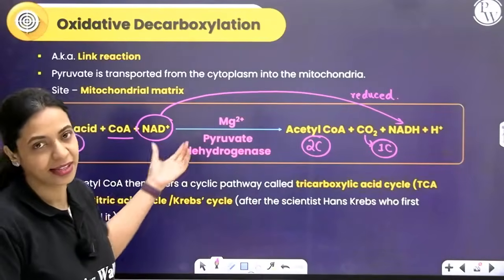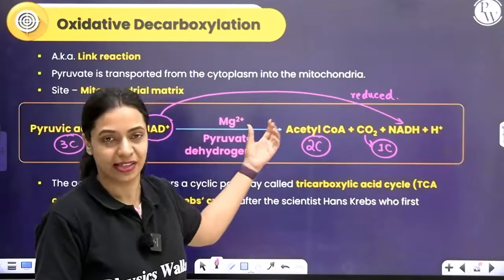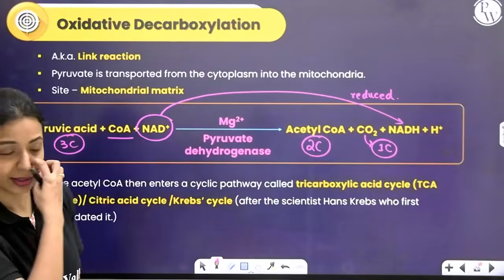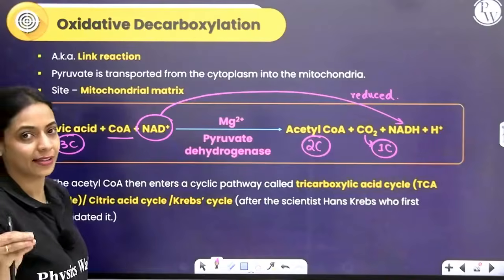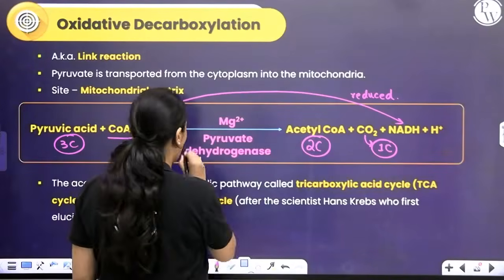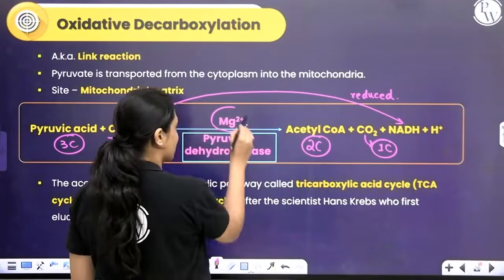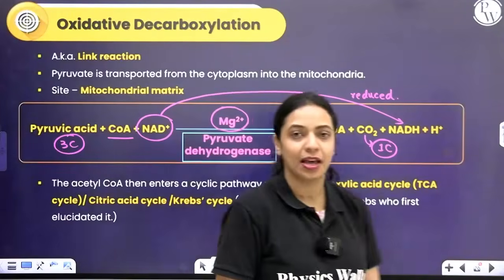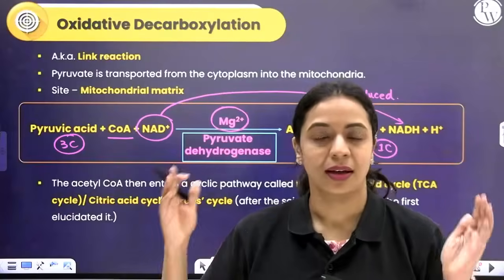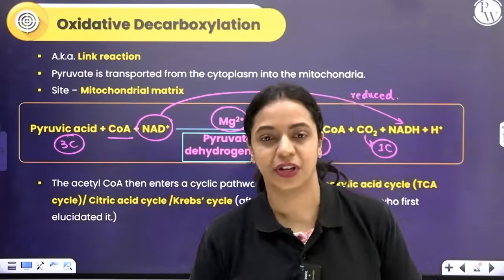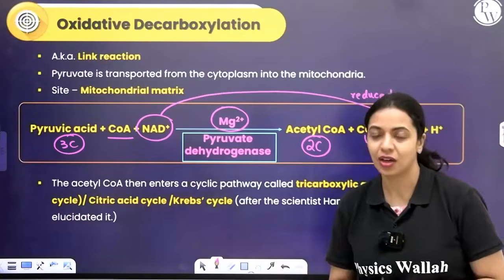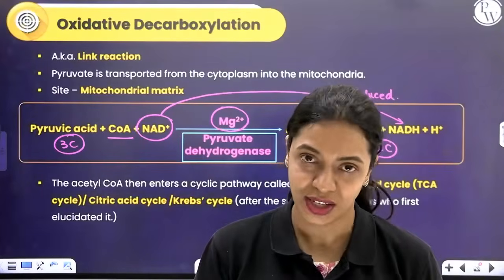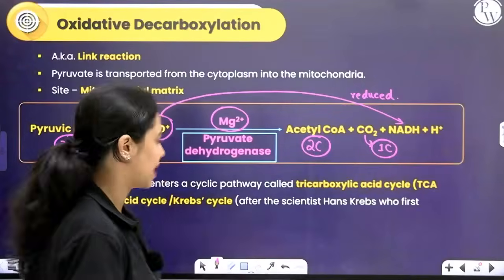While pyruvic acid is getting oxidized to acetyl coenzyme A, NAD plus will get reduced to form NADH and H plus. Alright, so this is catalyzed by an enzyme called pyruvate dehydrogenase, and this requires the presence of magnesium ions. Now, whatever acetyl coenzyme A has formed by the process of oxidative decarboxylation or link reaction will enter a cyclic pathway within the mitochondrial matrix, which is called the Krebs cycle.